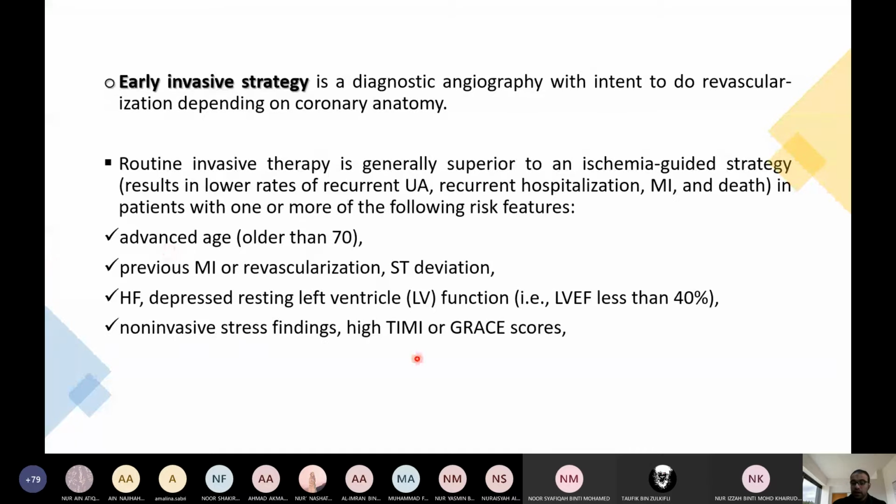Non-invasive stress findings, like a high TIMI or GRACE score. So for the high-risk patient, the evidence recommends that routine invasive therapy is superior to the ischemic guided therapy. This is the message we can take from here: in the high-risk profile non-STEMI patient, early invasive or routine invasive therapy is superior to the ischemic guided one.